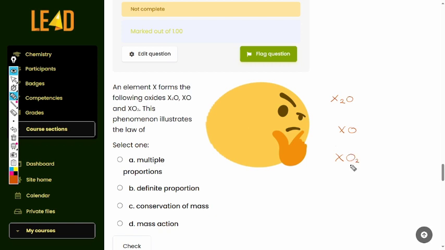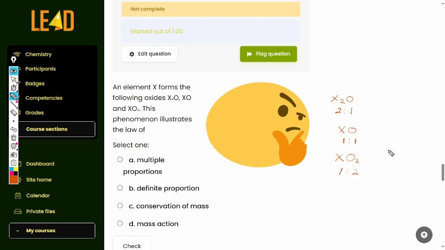Notice that it's the same elements combining. X and O are combining together, but they are combining in different ratios. So here we see 2 atoms of X and 1 atom of oxygen. Here we see 1 atom of X and 1 atom of oxygen. Here we see 1 atom of X and 2 atoms of oxygen.